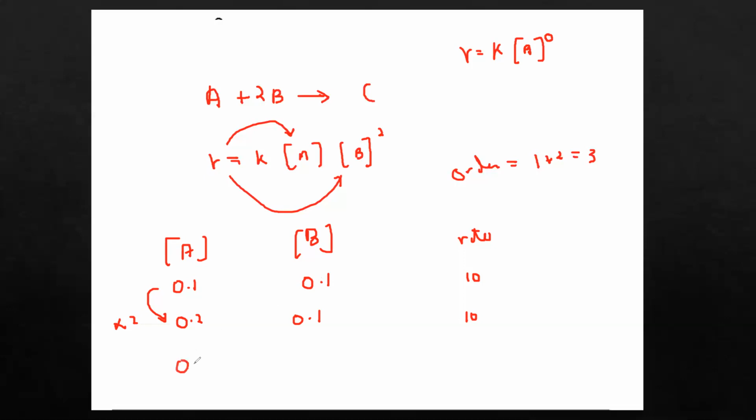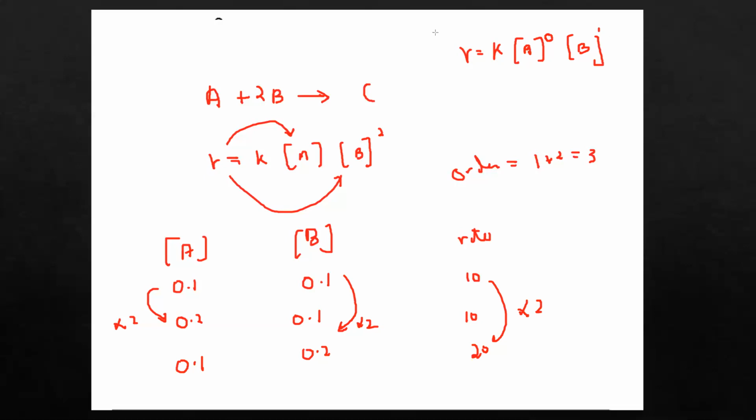And if we keep A at 0.1 and double the concentration of B, the rate is also doubled, it becomes 20. So we double B, and the rate is also doubled. It shows it is first order with respect to B. So the actual rate expression should be A raised to power 0 and B raised to power 1.